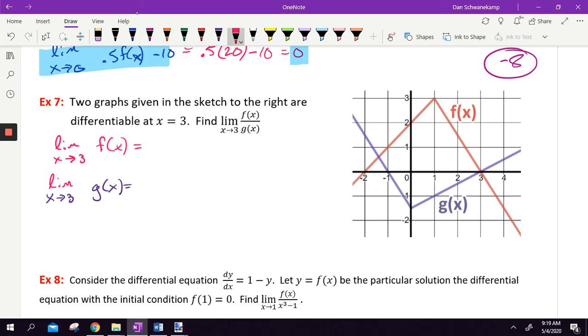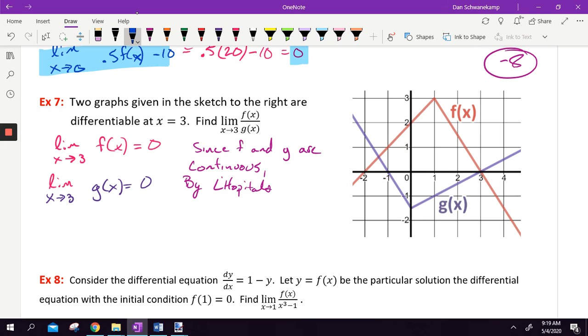F at 3, oh, that is 0. G at 3, oh, that is 0. So I get 0 over 0. Since f and g are continuous, how do I know that? Because the graphs are continuous. I don't need to state why, but they are continuous, so by L'Hopital's rule.